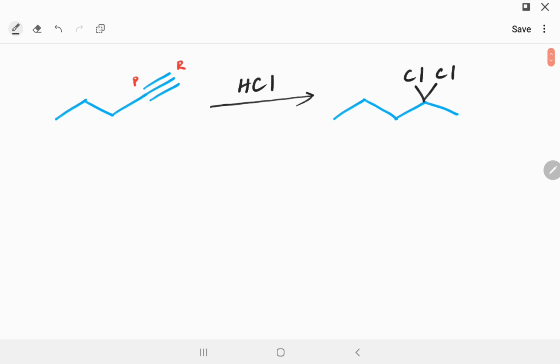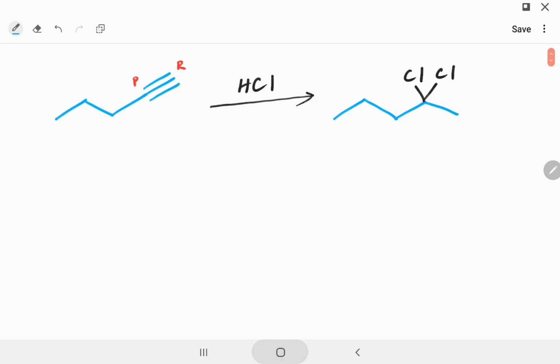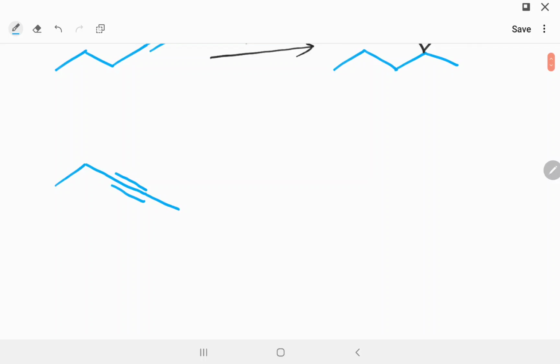So let's say we have an internal alkyne. Let's take a different alkyne. Let's take this as our alkyne. So this is an internal alkyne. This is not terminal. The triple bond is not to one side. So this is an internal alkyne.